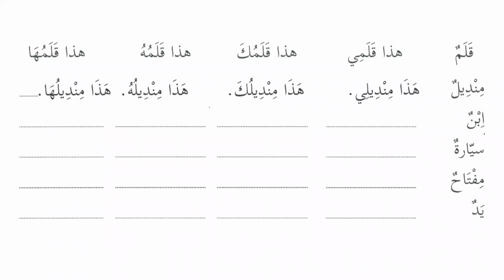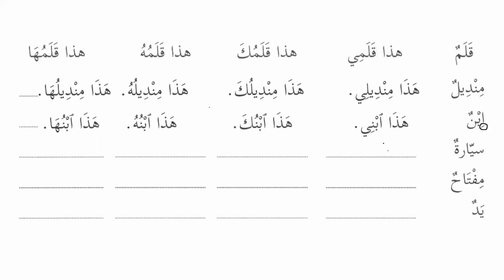Ibnun, what about the hamza of ibnun? We know that the hamza of ibnun is also hamzatul wasl. So we will say hadha ibnun, and you say hadha bani, this is my son. And similarly, hadha ibnuka, this is your son. Hadha ibnuhu, this is his son. And hadha ibnuha, this is her son. Because we know that this hamza, when we connect it, we do not pronounce it.